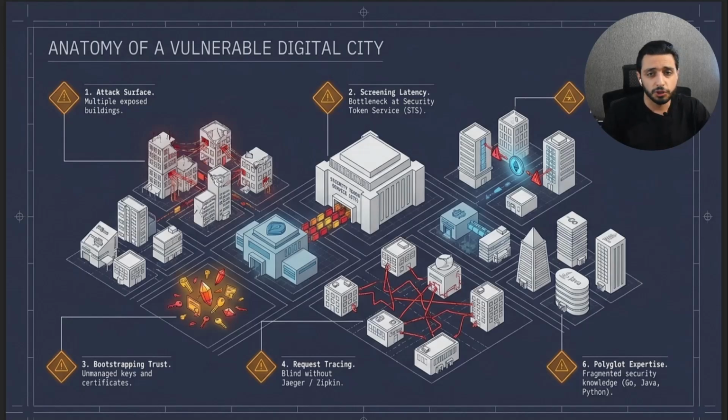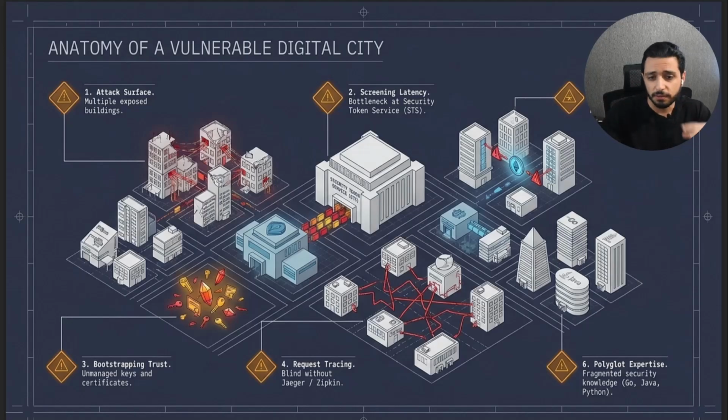Monoliths use a shared web session, but microservices share nothing. You have to pass the user's identity, which we call context, from service A to service B to service C. So you might use tools like JSON Web Tokens to make sure that context hasn't been tampered with by a man in the middle. And the final problem is polyglot architecture and expertise.